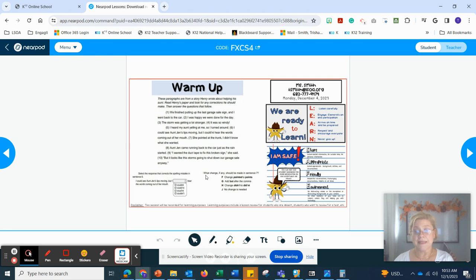And then the second question you need to answer is, what change, if any, should be made in sentence 7? So go to sentence 7. She pointed at the trunk. I don't know what she wanted. Read your answer choices and identify what change, if any, should be made.